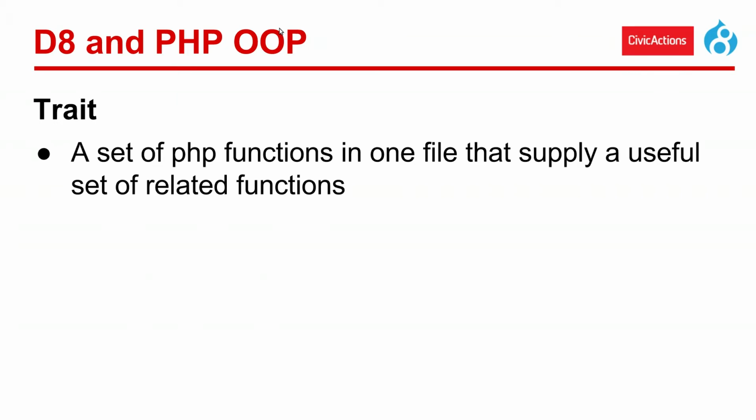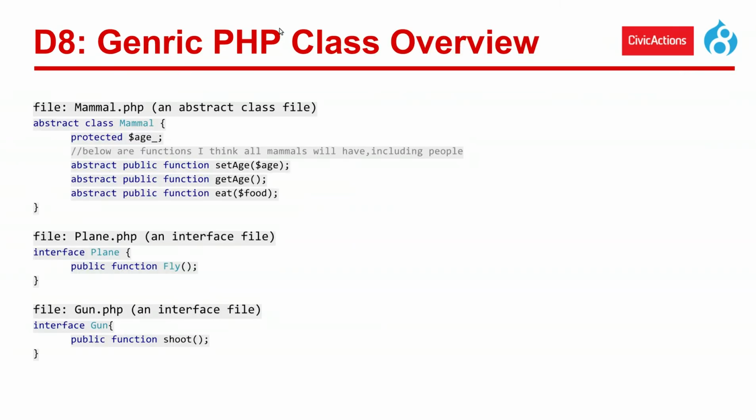A trait is just a special PHP file that has a bunch of functions that do related things. You can package a bunch of common functions that you don't think are serious enough to go in a class. So you make a trait file and dump them in there, like 5 functions that you use all the time. So here's a quick generic PHP class overview.